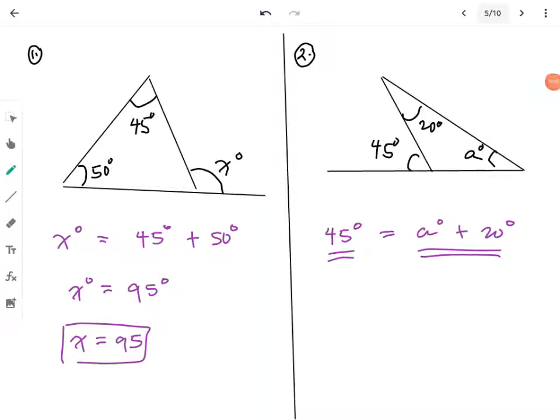So from here, we can solve for the value of A by subtracting both sides by 20 degrees. That gives us A degrees is just 25 degrees. That gives us A being just 25.